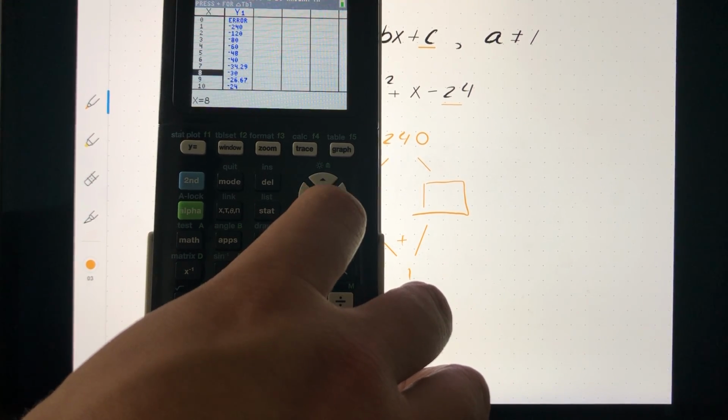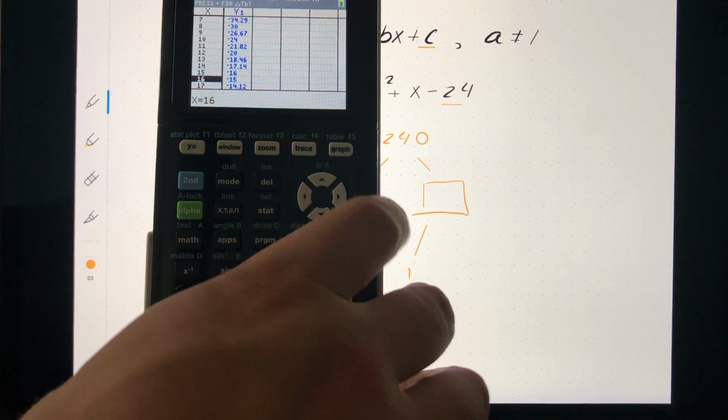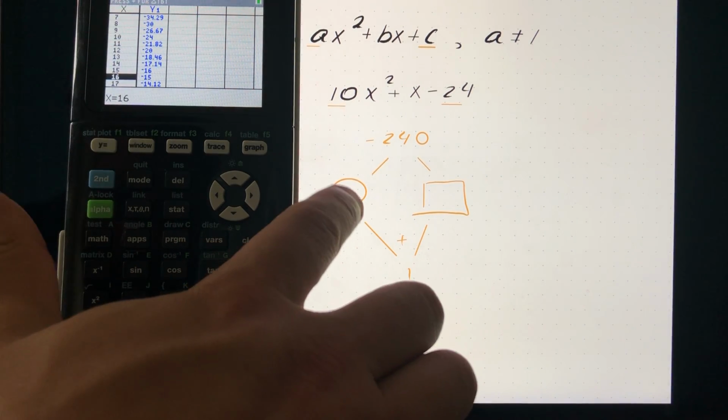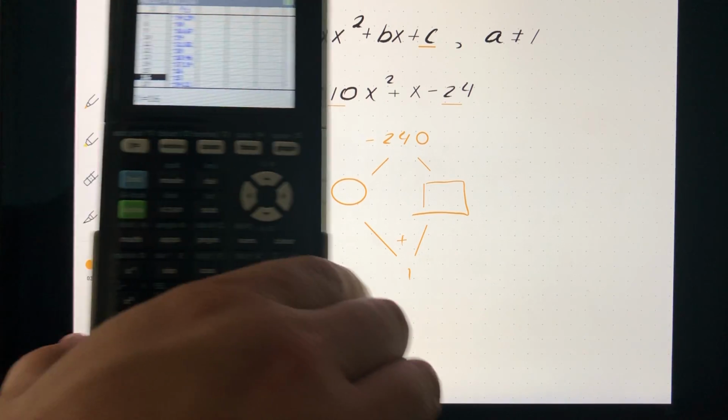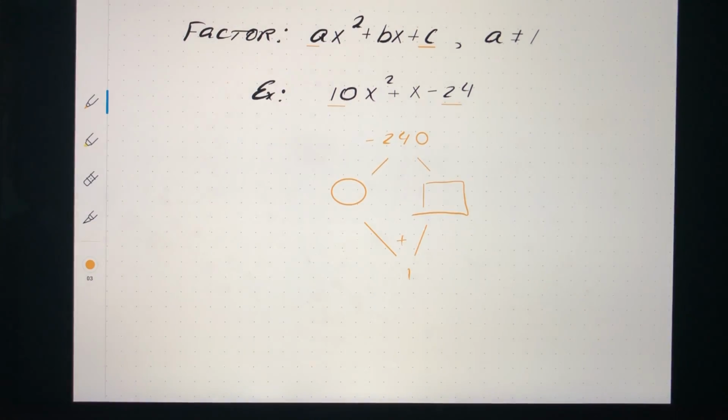So they have to be very close together and opposite signs. So here is plus 16 and minus 15. They will multiply to negative 240 and they will add to plus 1, which means that is our combination, 16 and negative 15. Now, what we do with these numbers is a bit different.